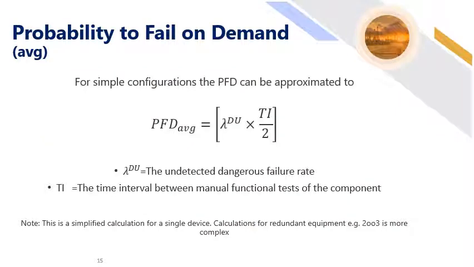So then we can do a simplified calculation, assuming that the curve of the failure rate is a straight line at the beginning of the curve. We can take that failure rate for undetected dangerous failures and multiply it by the testing interval over 2. And this gives us a pretty good approximation to the PFD average. It should be noted here that this is a PFD calculation for a single device. Once we start adding redundancy, we have to get into more complex simplified calculations.